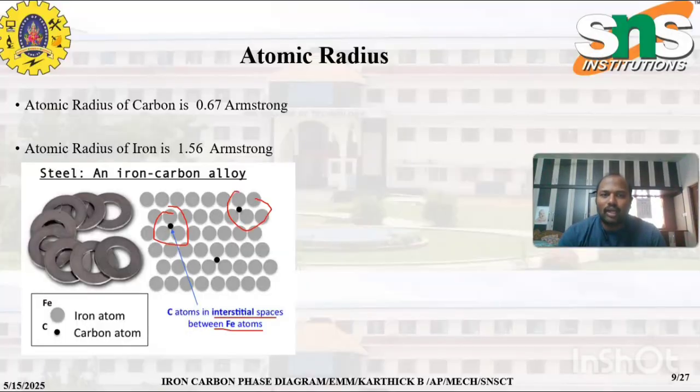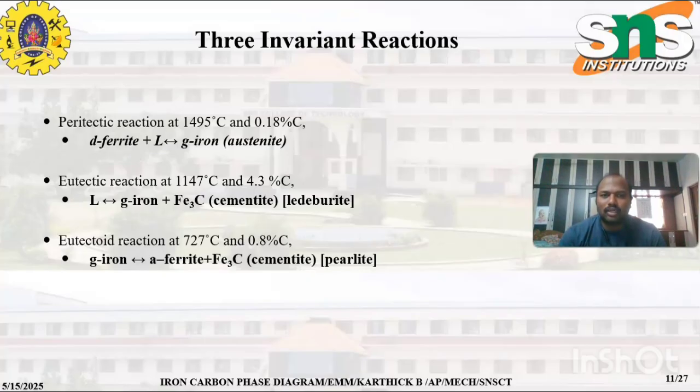Apart from this, we have another most important thing, which is known as invariant reactions. There are three invariant reactions that occur in the iron carbon phase diagram. For a combination of two alloys, we have a binary phase diagram. For a combination of three alloys, we have ternary phase diagrams. In all these phase diagrams, we can see some reactions taking place. Particularly in the iron carbon phase diagram, there are three invariant reactions.